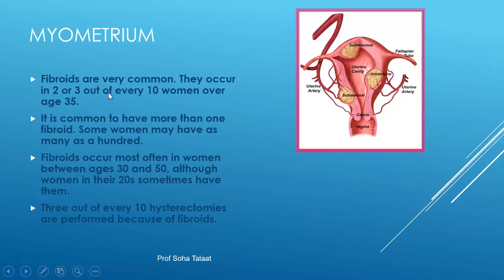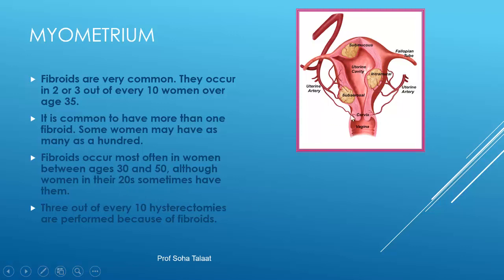The fibroids are very common in women in the childbearing age group. They can occur in 2 or 3 out of every 10 women over the age of 35. It is common to have more than one fibroid. Some women may have as many as 100. Fibroids occur most often in women between 30 and 50, but nowadays we can see women in their 20s having fibroids. 3 out of every 10 hysterectomies are performed because of fibroids.